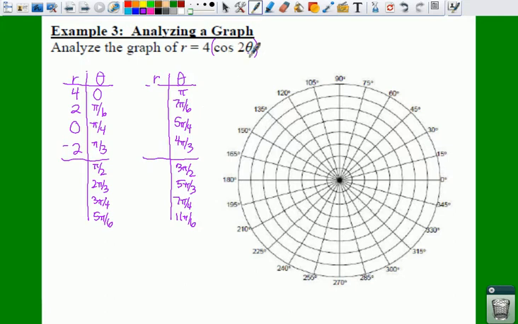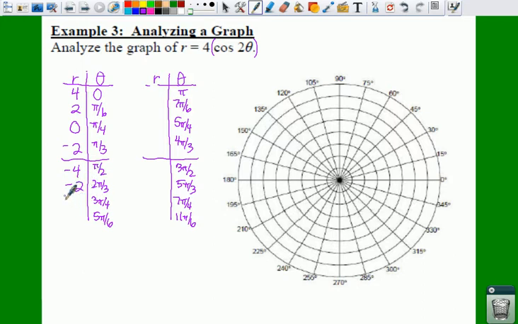Now let's plug in pi over 2. 2 times pi over 2 is just pi. Cosine of pi is negative 1. Negative 1 times 4 gives us negative 4. 2 pi over 3 times 2 is 4 pi over 3. So the cosine of 4 pi over 3 is negative 1/2, times 4 gives us negative 2.